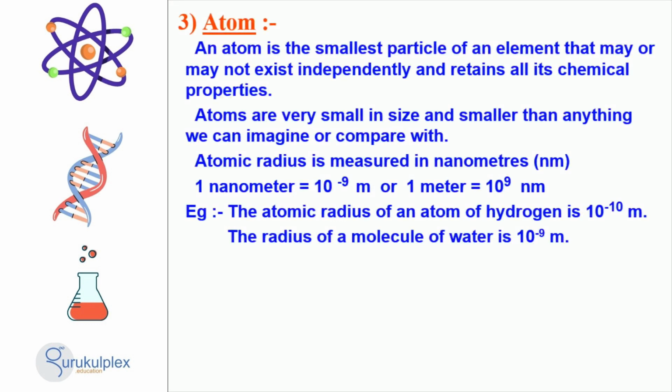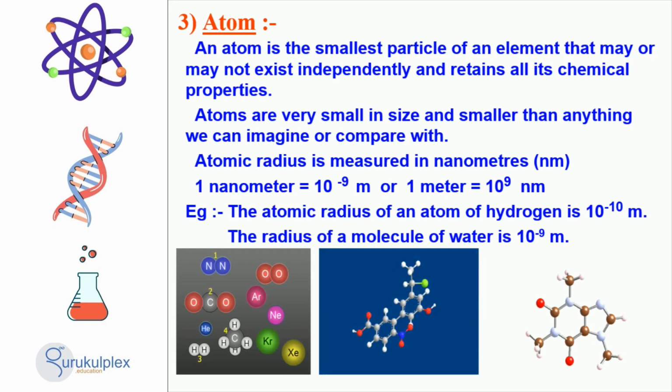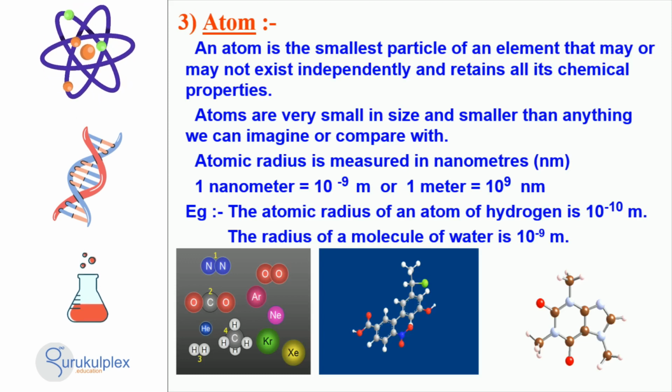Atoms are the fundamental building blocks of all matter and are extremely tiny. An atom is the smallest particle of an element that might or might not exist on its own and keeps all its chemical properties. Atomic radius is measured in nanometers, which is 1/1,000,000th of a millimeter. For instance, the radius of an atom of hydrogen is 0.1 nanometers while the radius of a molecule of water is 0.9 nanometers.